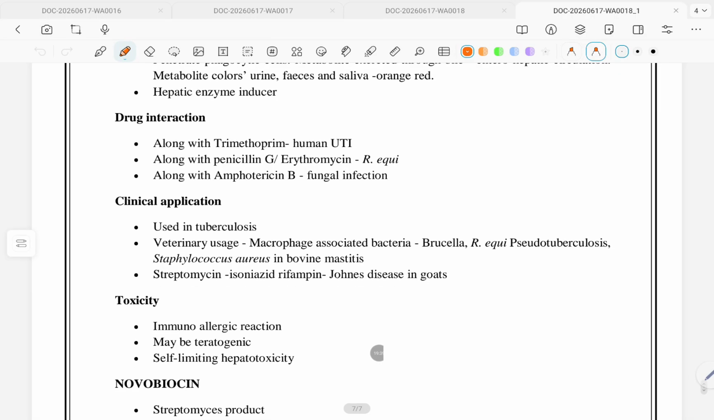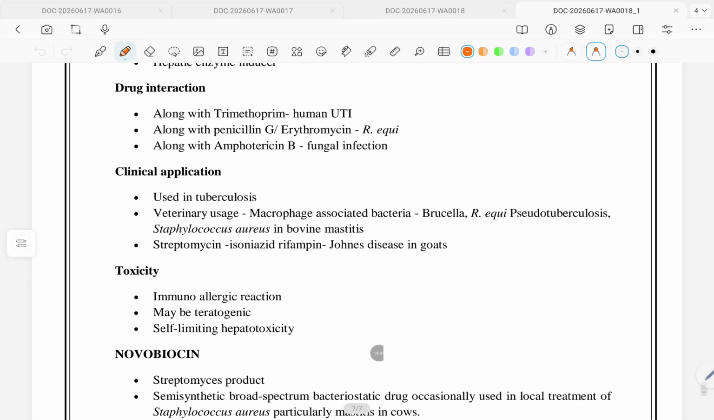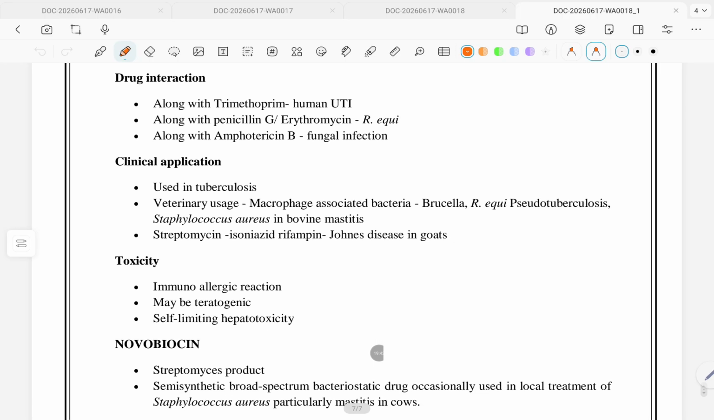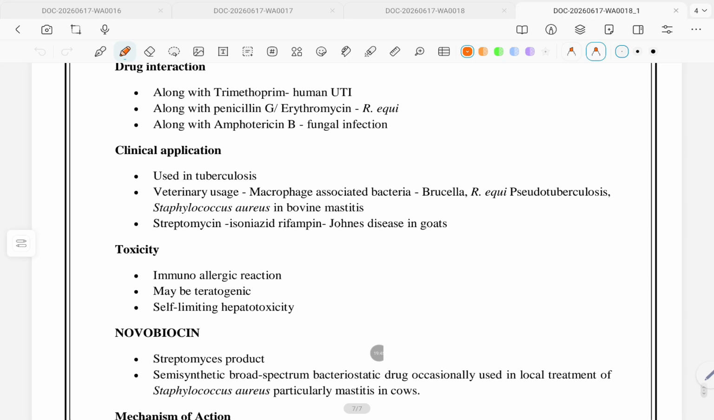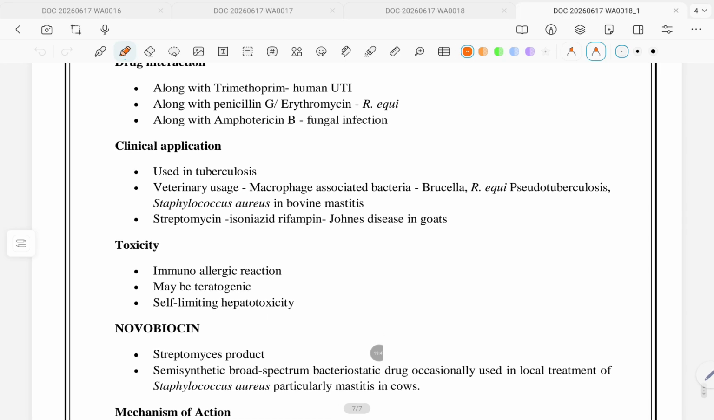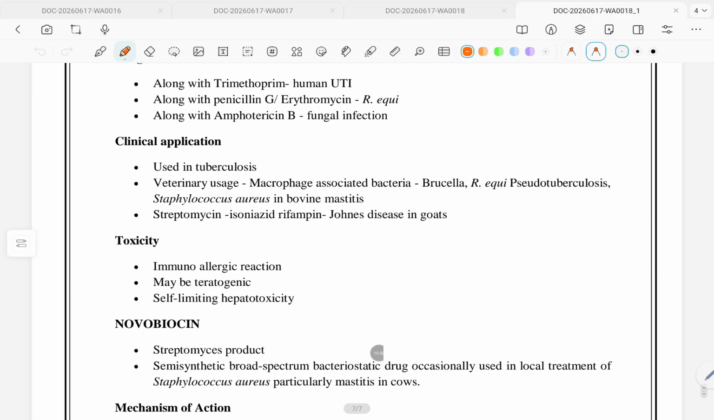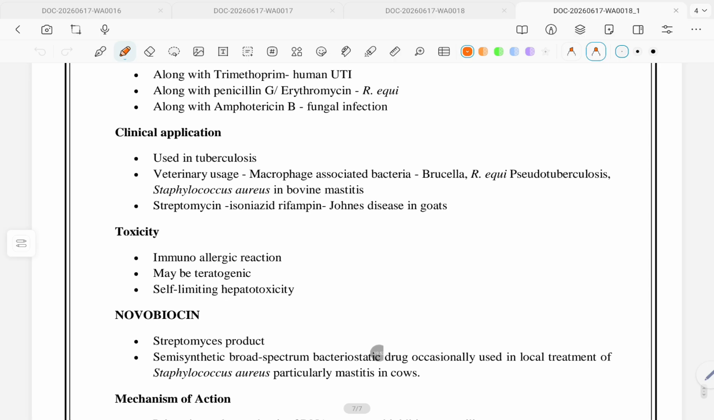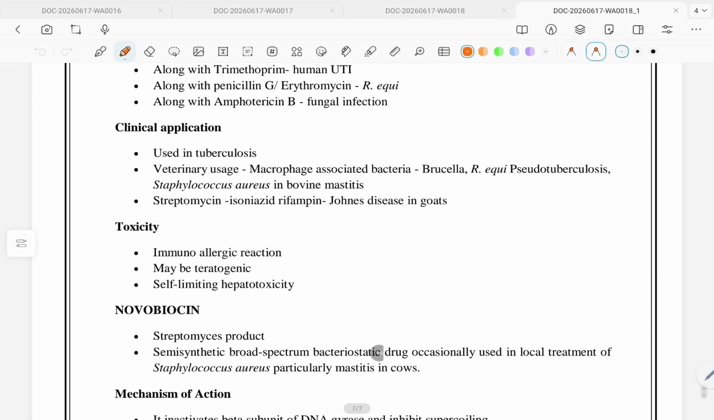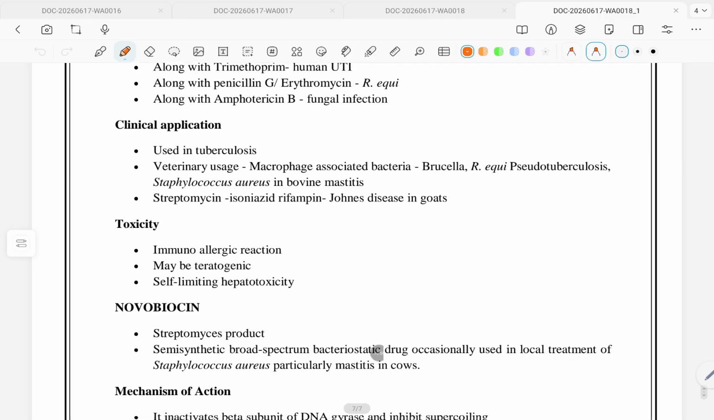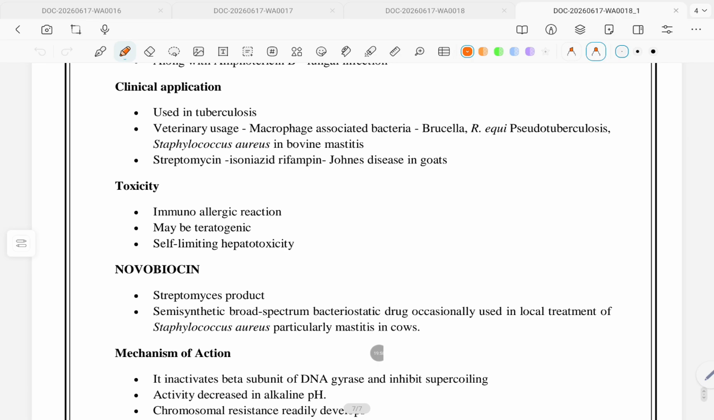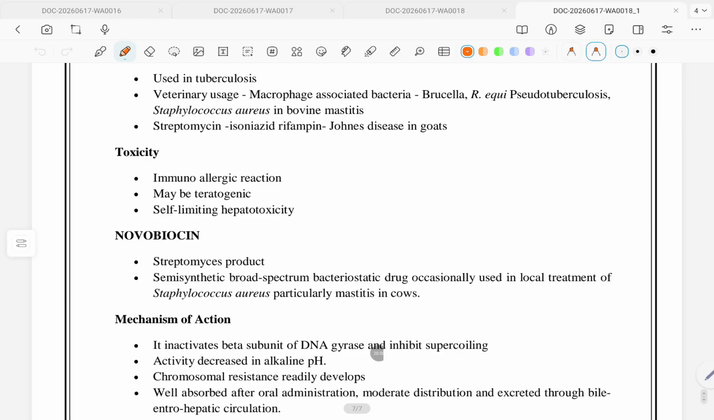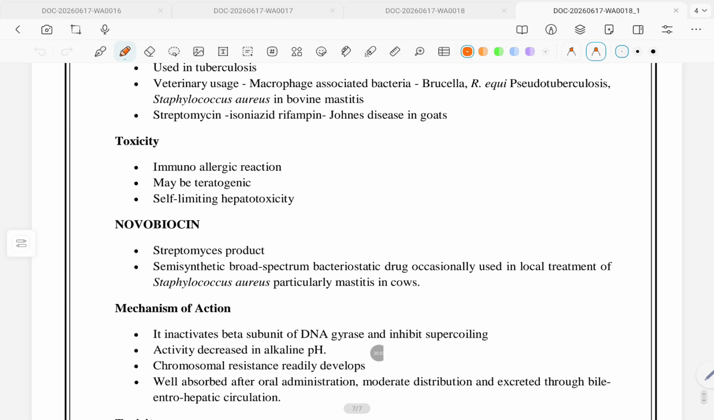Clinical application: used in tuberculosis. Veterinary usage: macrophage-associated bacteria, Brucella, Rhodococcus equi, pseudotuberculosis, Staphylococcus aureus in bovine mastitis. Streptomycin, isoniazid, rifampin for Johne's disease in goat. Toxicity: immunoallergic reaction, may be teratogenic, self-limiting hepatotoxicity.